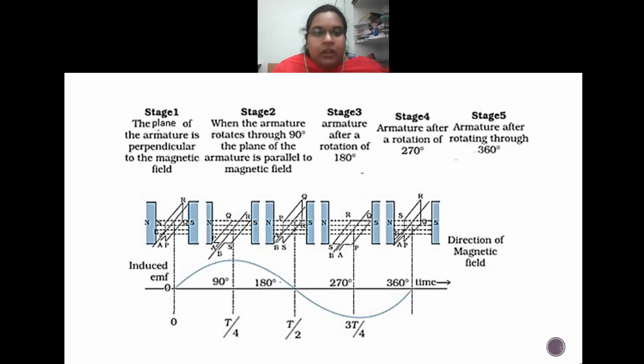what is position 1. He is saying this is position 1. Here also you can see position 1. That is exactly opposite to the EMF.